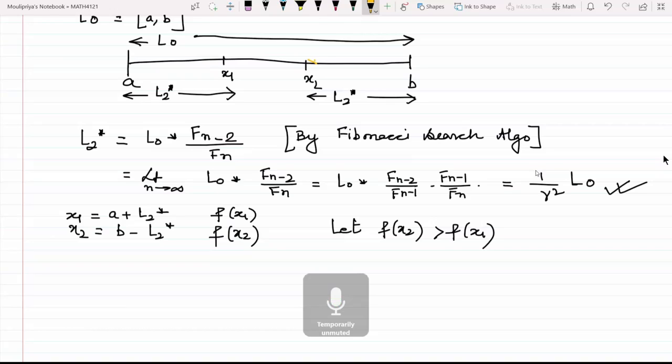x2. Ma'am, for the golden section search algorithm, L2 won't be from A to x2 and x1 to B. That is L2 star. The distance between A to x1 and x2 to B, we are naming this interval as L2 star. Okay, ma'am.